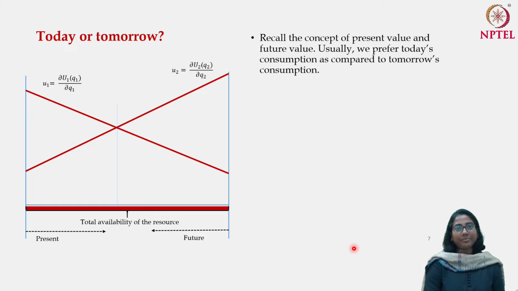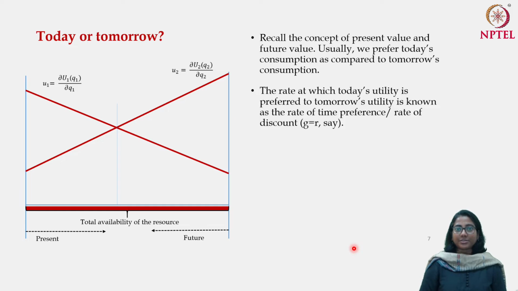So here the same thing is happening. U1 is defined in the context of today and U2 is defined in the context of tomorrow. But we cannot compare U1 and U2, or the consumption of the same resources today and tomorrow, on a one-to-one basis, because today's consumption is likely to give me more utility as compared to tomorrow's consumption. This is what is called the rate of time preference, or it is also called the rate of discounting, the rate at which you prefer today's consumption as compared to tomorrow's consumption.